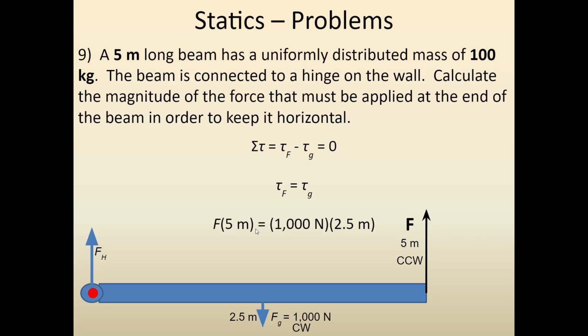So I do F times 5 equals 1,000 times 2.5. Again, don't have to worry about the angles because neither of these forces are acting at angles. Solve for F and we get 500 newtons.